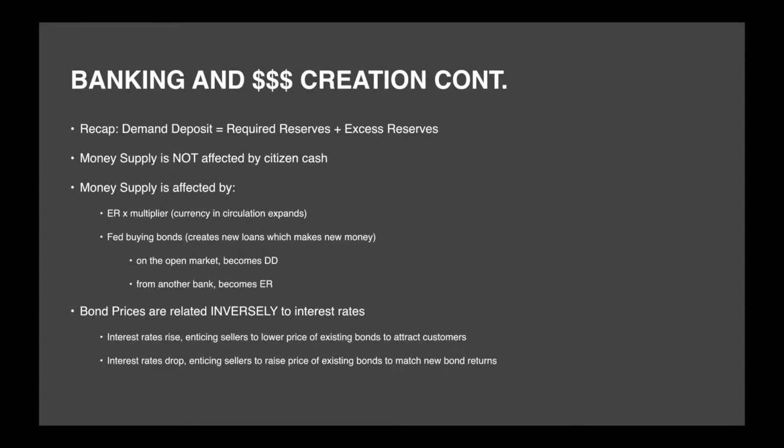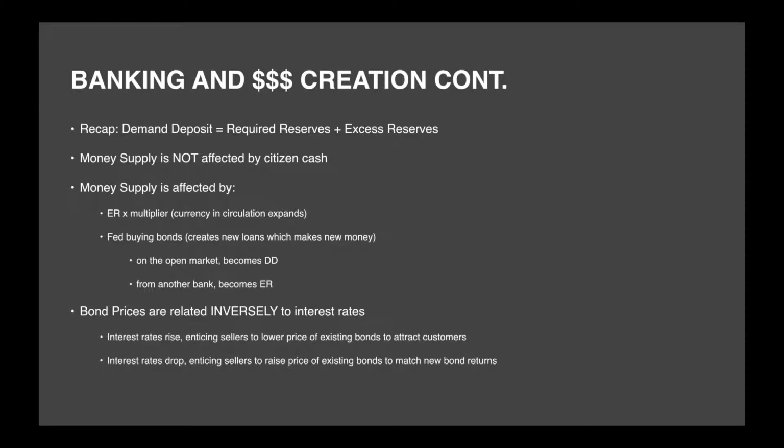Money supply is not affected by citizen cash, but it is affected by excess reserves multiplied by the multiplier, because the currency in circulation expands, and it's also affected by the Fed buying bonds, because this creates new loans, which creates new money. And if the Fed buys the bonds on the open market, this money becomes demand deposits. And if it's bought from another bank, then the money becomes excess reserves.